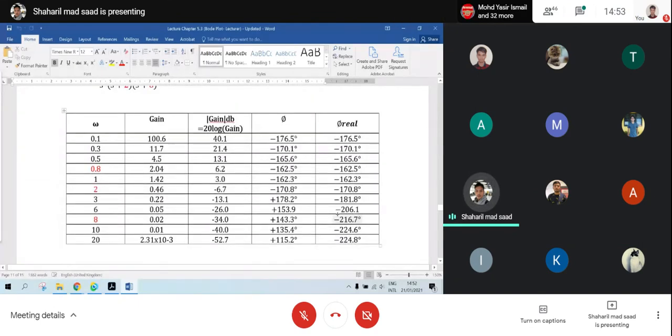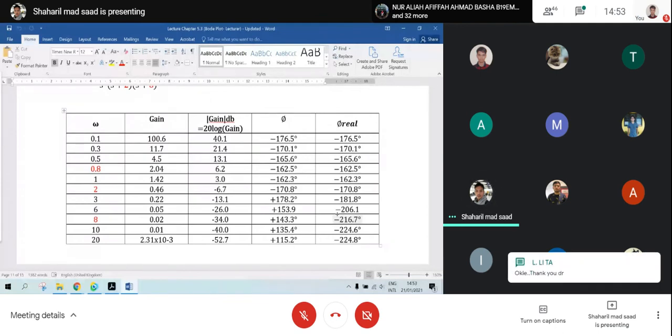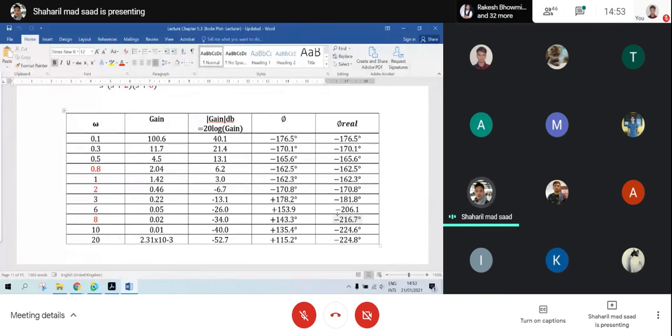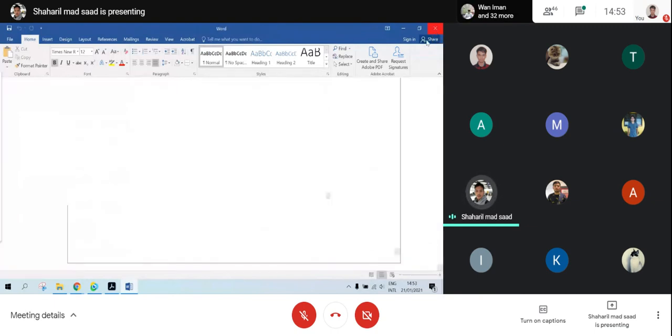Yeah, Lalita, how about the test 1 result? Yep, we give the marks after this class. Alright. Any more questions about the word plot? No? Okay, ada apa lagi soalan? Okay. So that's it. I think questions 1, 2, 3, and 4.